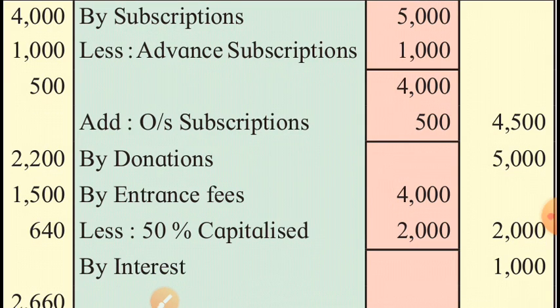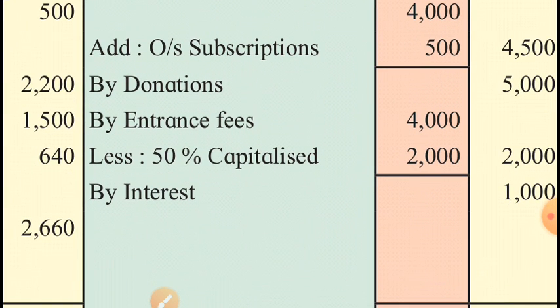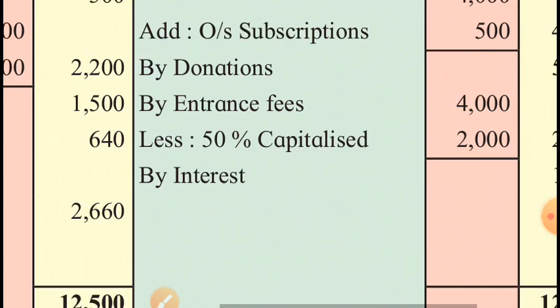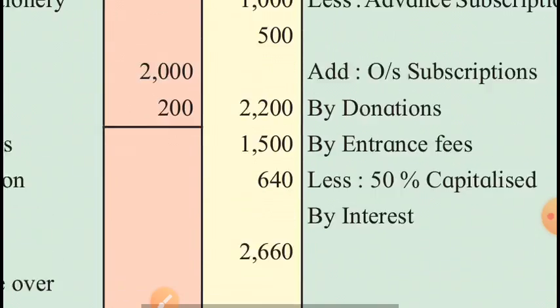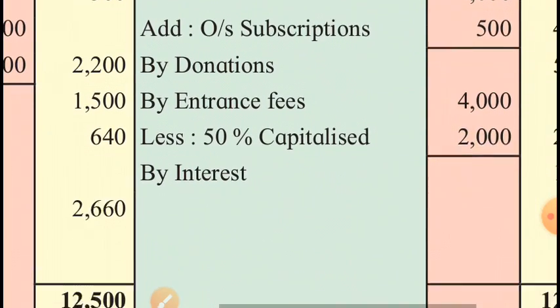Donations, revenue donations, these were. So income, entrance fees, 4,000 was the amount we received for entrance fees, and we are asked to capitalize 50% of it. That is why only 2,000 are being shown as an income by way of entrance fees, and remaining 2,000 have been converted into capital fund. So this amount of 2,000 will be added to the capital fund. We will see later on.